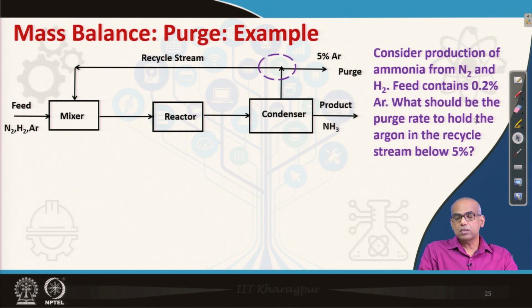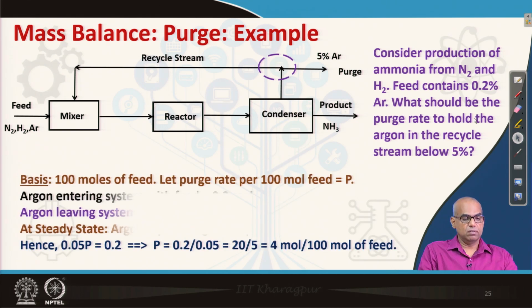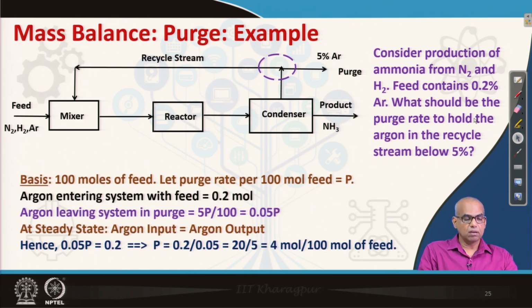Let us solve a very easy problem. Consider production of ammonia from nitrogen and hydrogen. Feed contains 0.2% argon, which is inert. What should be the purge rate to hold the argon in the recycle stream below 5%? Let us take basis 100 moles of feed. Let purge rate per 100 moles be P.